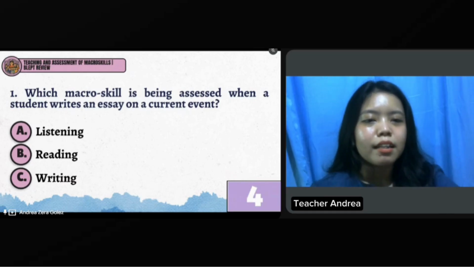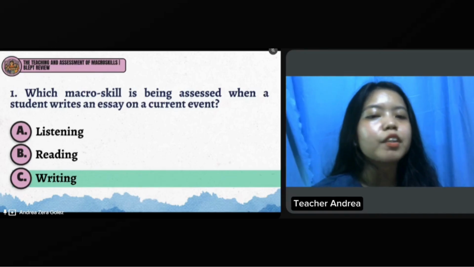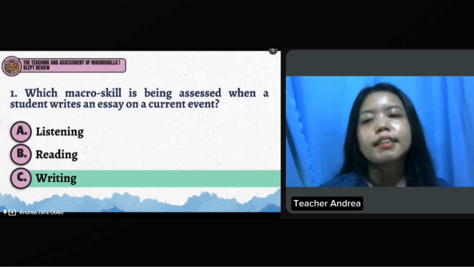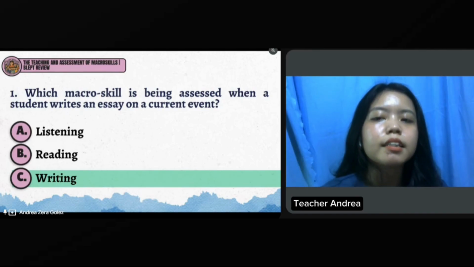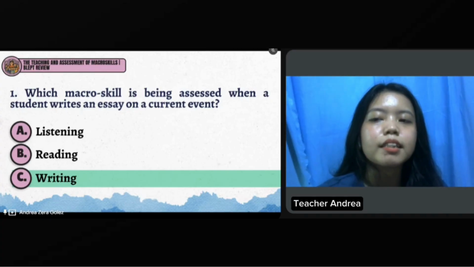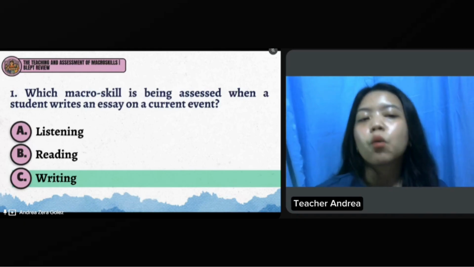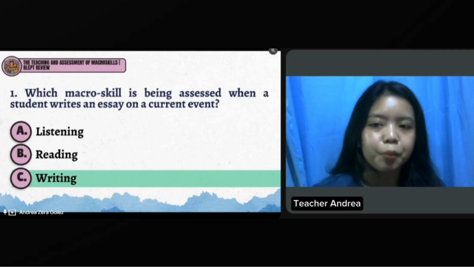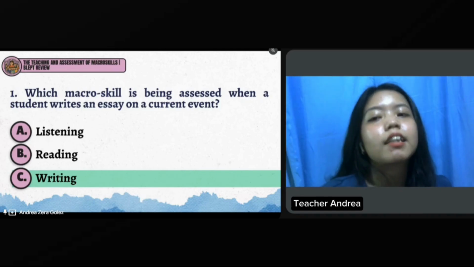Alright, let's now reveal the answer. The answer for this question is writing. How come this is the answer? Let's see. In this question, we can see the word "writes," which the student did in order to be assessed. What macro skill did he or she perform? The macro skill that the student performed is writing.